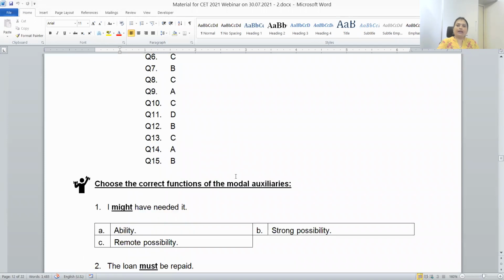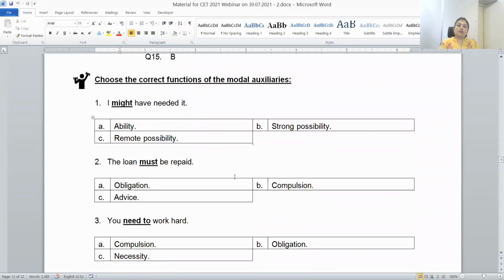Now, children, I have prepared another exercise in which you are supposed to identify the correct function. Okay, the modal auxiliaries have already been identified. You have to give me the correct option of the function. So, choose the correct functions of the modal auxiliaries. I might have needed it. Children, what is might? Please let me know. Yes, very good. Remote possibility. Very good. All this is there in your CET books also, children.